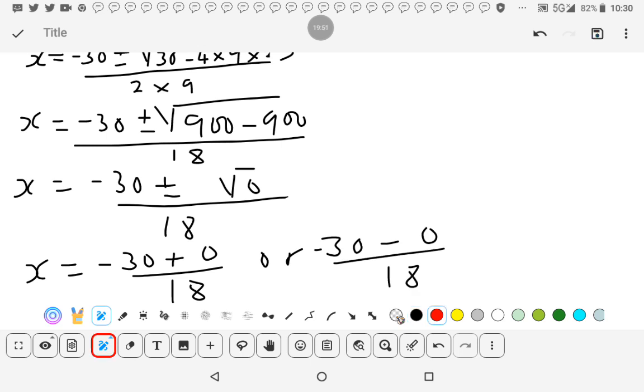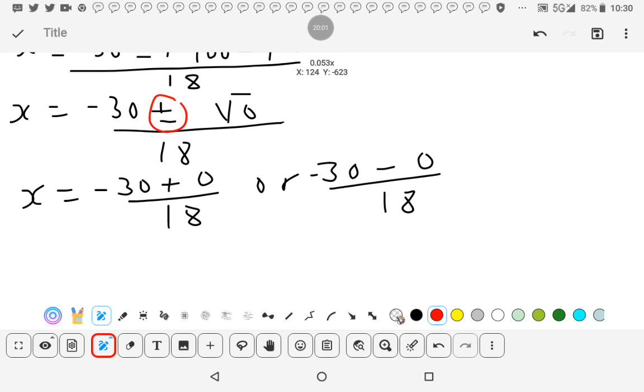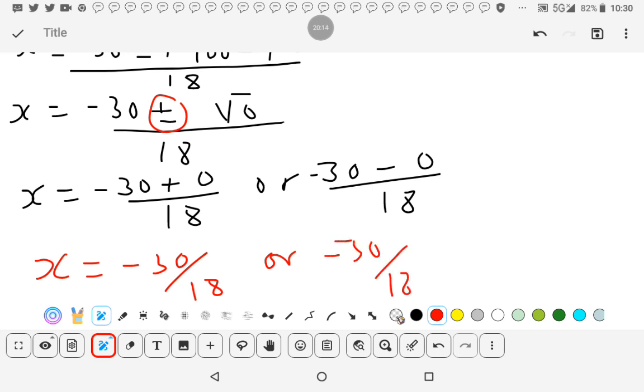So I'm trying to use one of these, each of them, one on a separate side, plus on a separate side, then minus also on a separate side. So from here you now simplify it to be minus 30 divided by 18 or minus 30 divided by 18. So you now get your answer by the time you divide it. So you can see that our discriminant is 0. What do I mean? Our discriminant is 0.